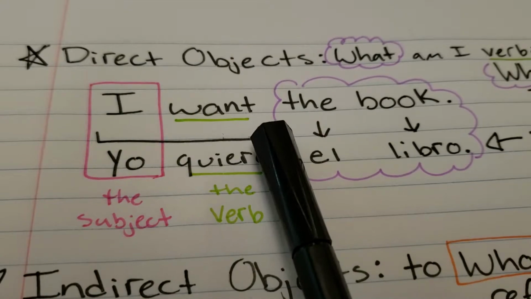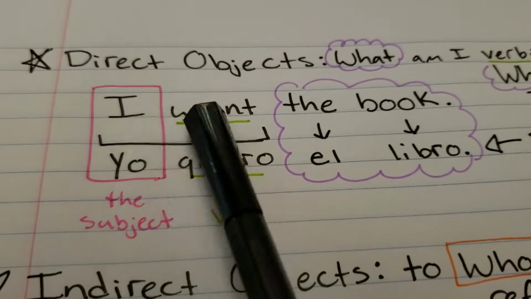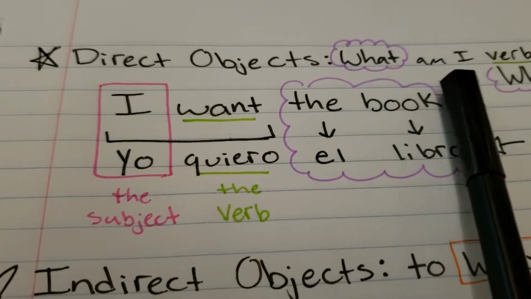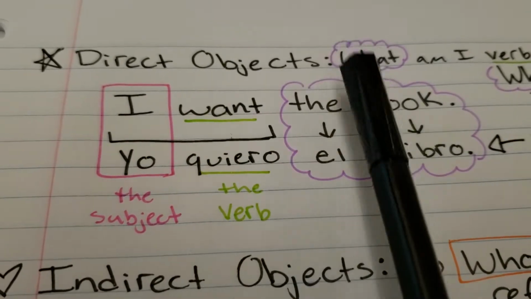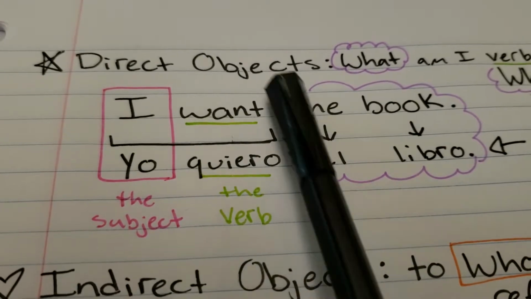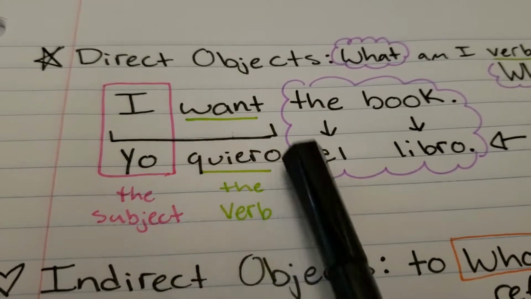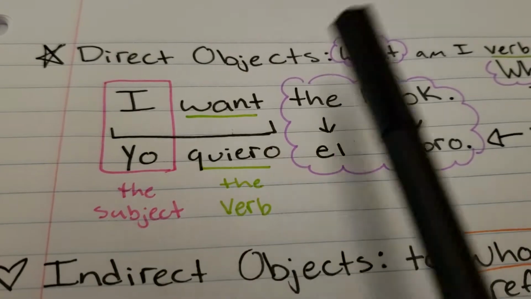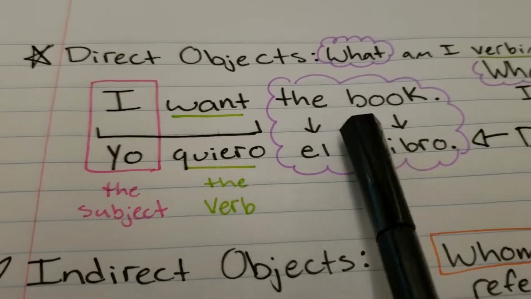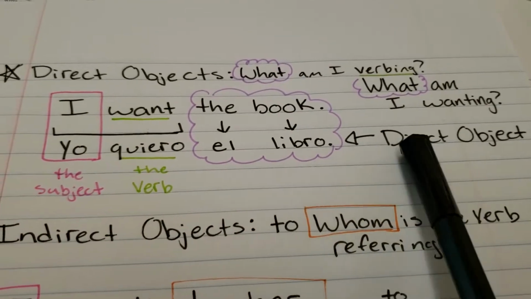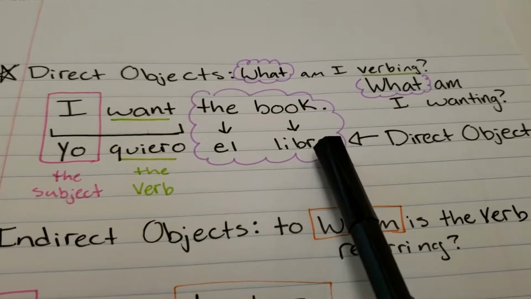So I want, what do I want? This is not a complete sentence. I want what? So you have to have this here to know what you're verbing. What am I wanting? What am I doing, singing, saying, whatever that verb ends up being. What are you verbing? What do I want? I want the book, okay? What am I wanting? The book. So that makes this the direct object, okay?